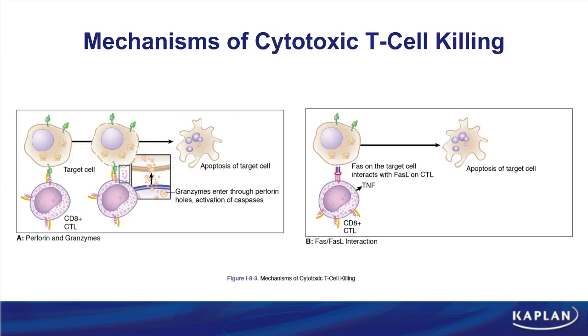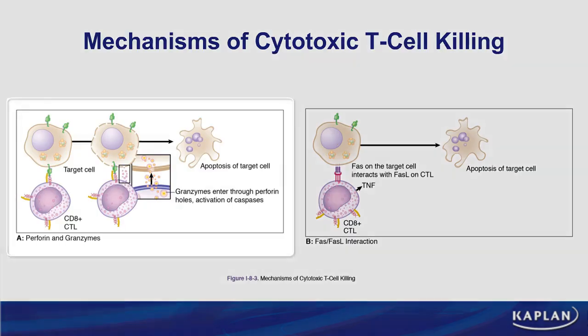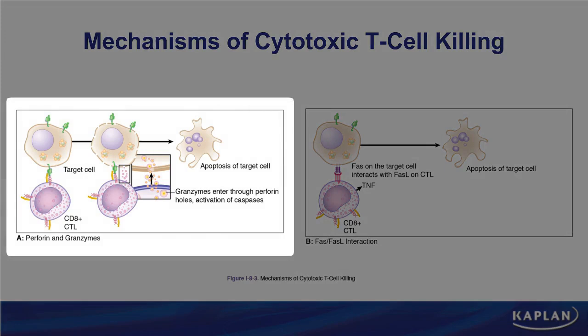So here we have what we just said in the previous slide in sort of a figure, so it's a little bit easier to understand. So you can see the cytotoxic cell binding to its target cell. Activation of the cytoskeleton moves those granules toward the interface between the killer cell and the target cell, and they release the contents of the granules. Now, one of the important molecules within the granules is something called perforin.